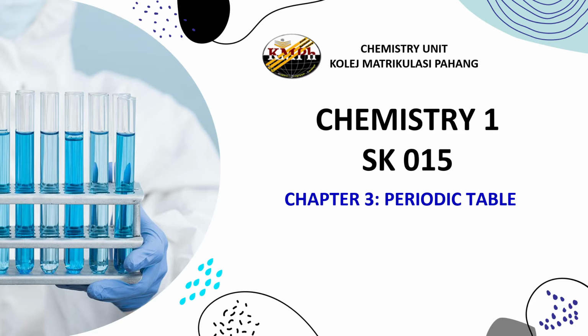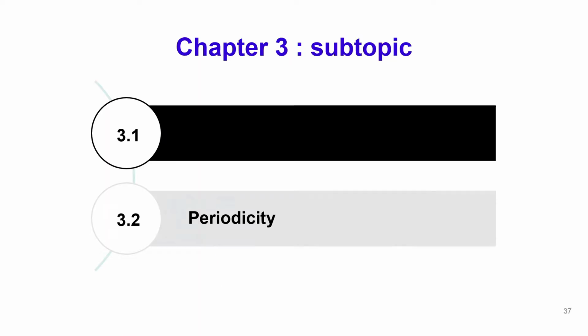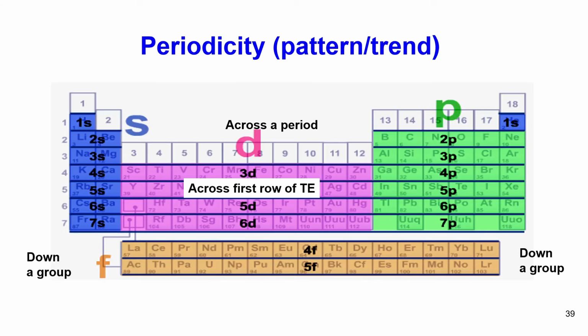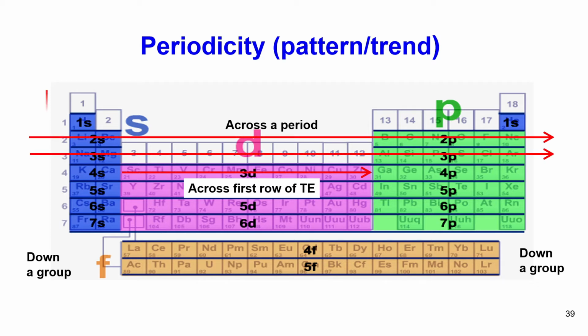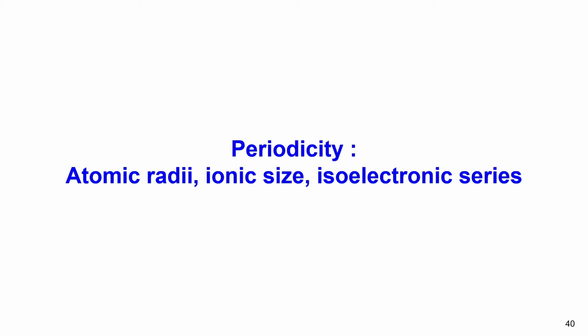In this video, we are going to continue our discussion in chapter 3, periodic table, for subtopic 3.2 periodicity. For periodicity, we will discuss across a period and going down the group, the periodic trend or pattern. We will discuss periodicity in terms of atomic radii, ionic size, and electronegativity.